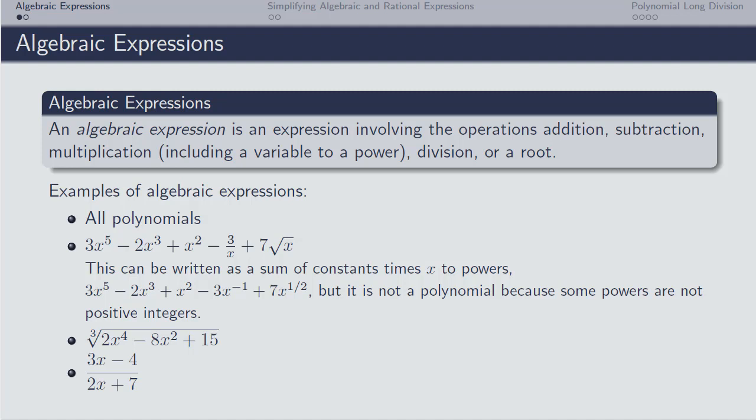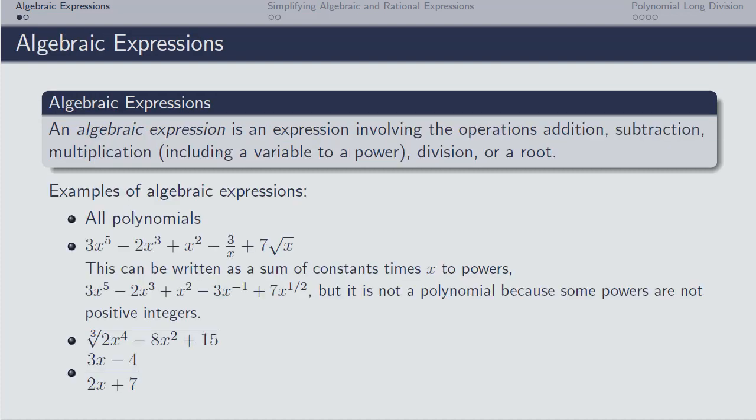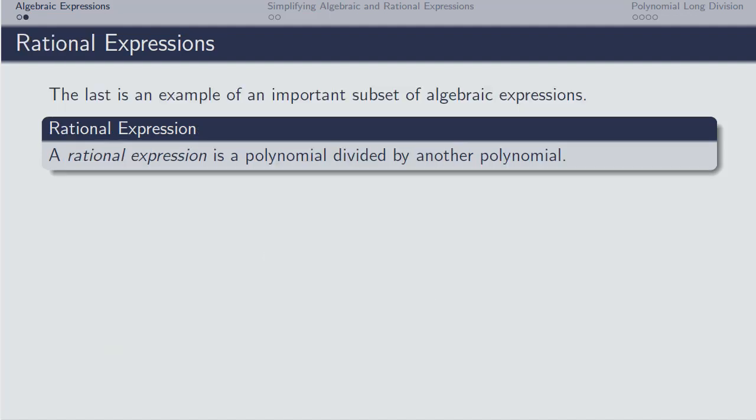And that's where we're going to focus most of what we'll do today, on a special class of algebraic expressions known as rational expressions. So a rational expression is a polynomial divided by another polynomial. So the one I just looked at, 3x minus 4, that's a first degree polynomial, divided by 2x plus 7, also a first degree polynomial. So that's a rational expression. x squared minus 1 divided by x squared plus 1, both of those are second degree polynomials. So this would be a rational expression.